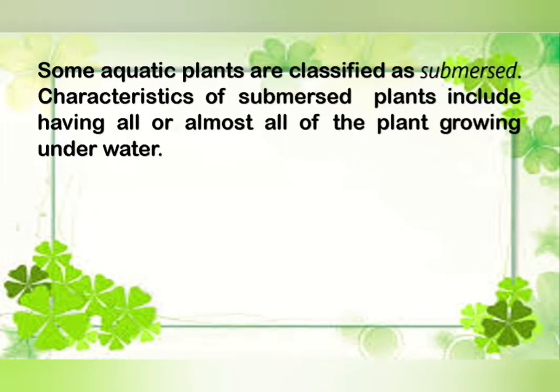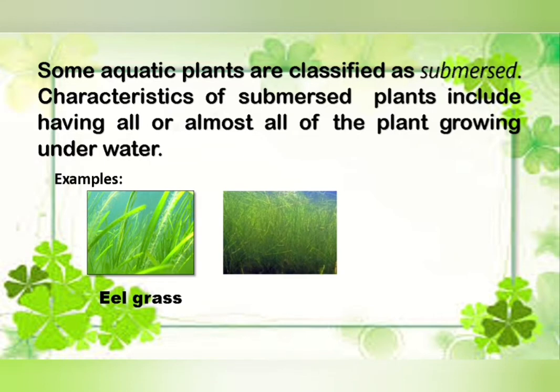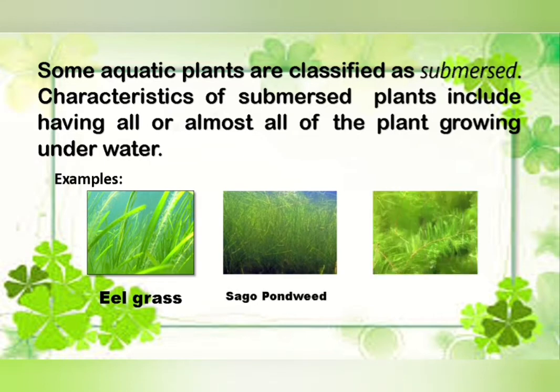Some aquatic plants are classified as submersed. Characteristics of submersed plants include having all or almost all of the plant growing underwater. Examples, we have the eelgrass. We have also the sago pondweed. We have also the water milfoils.